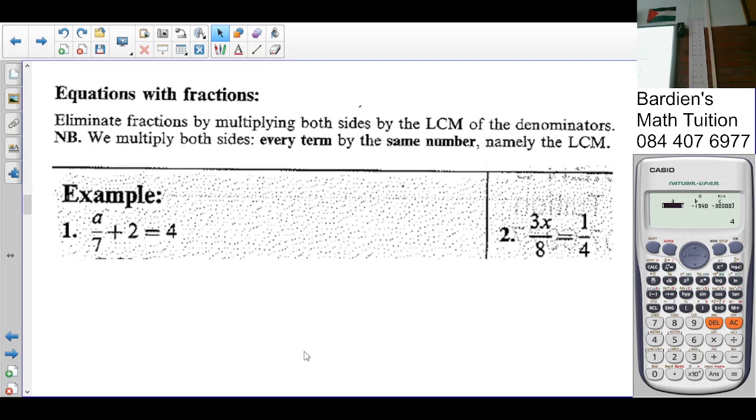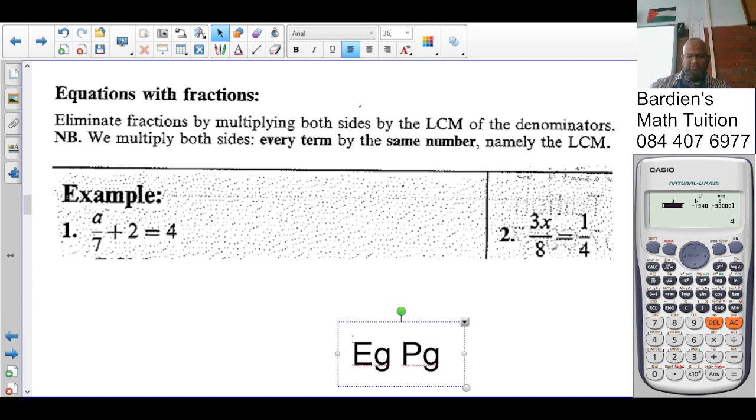So number one. So again, the question says solve for A, or solve the unknown, solve the equation. Okay, which page is this on? Example on page 49.